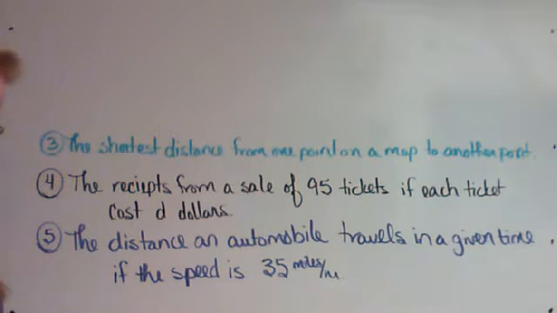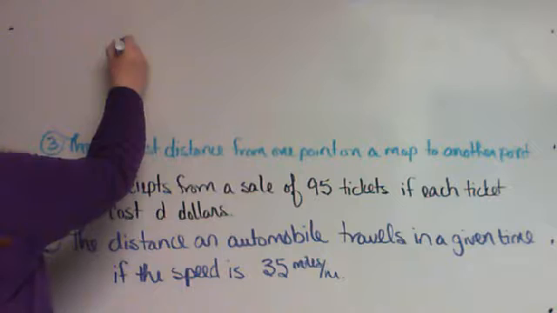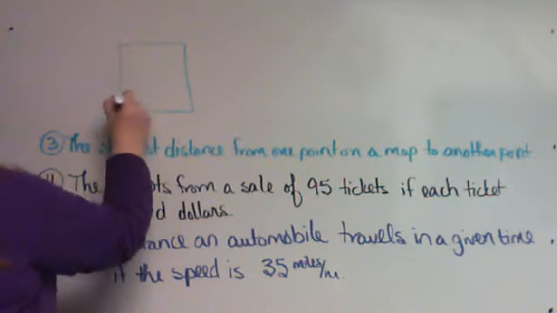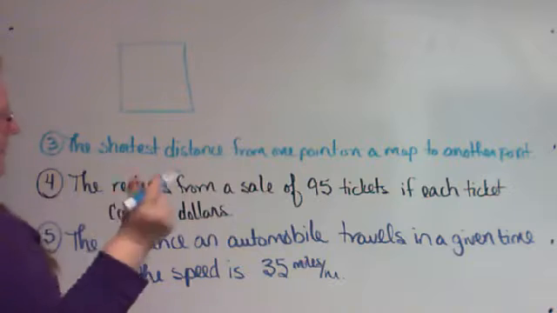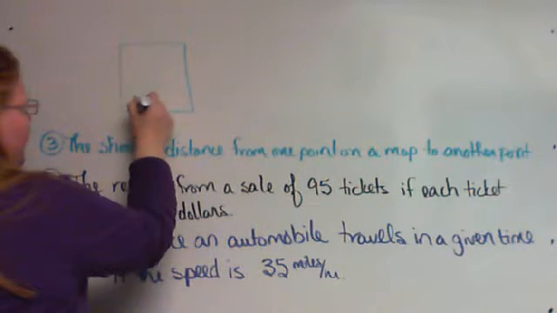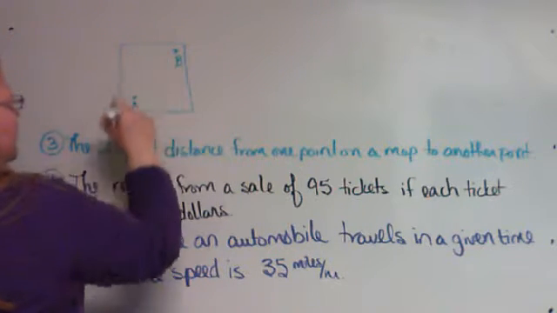Next we have problem number 3. It's in blue. The shortest distance from one point on a map to another point. Now, realistically, there would be a map there. They didn't give us a map. We're going to call that point A. We're going to call this point B.